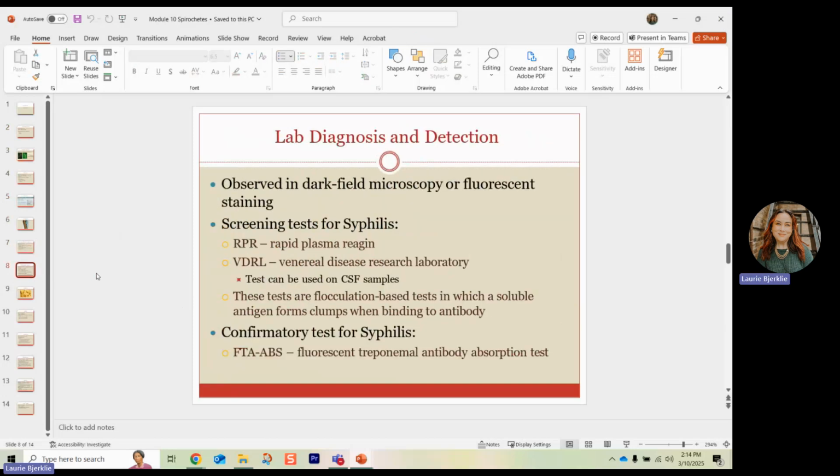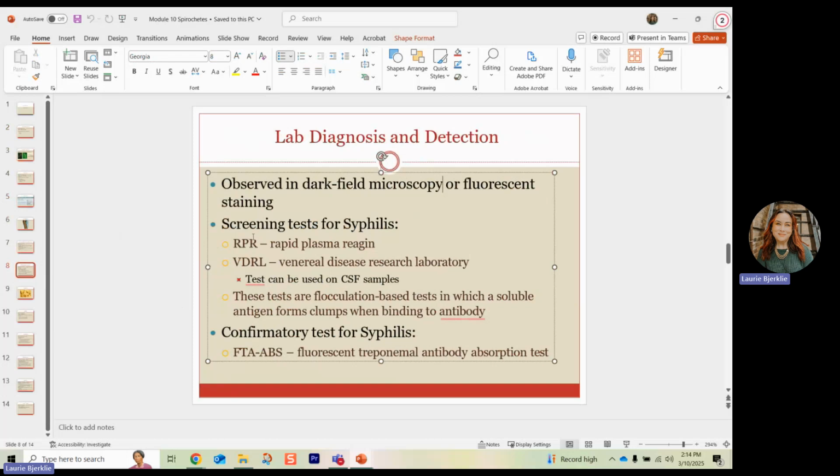Okay, so as I said, best seen under dark field microscopy. We can also use fluorescent staining with that dark field microscope, and that's kind of the confirmatory method. But there are screening methods first for syphilis, what we call the RPR and VDRL. RPR stands for Rapid Plasma Reagent. VDRL stands for Venereal Disease Research Laboratory.